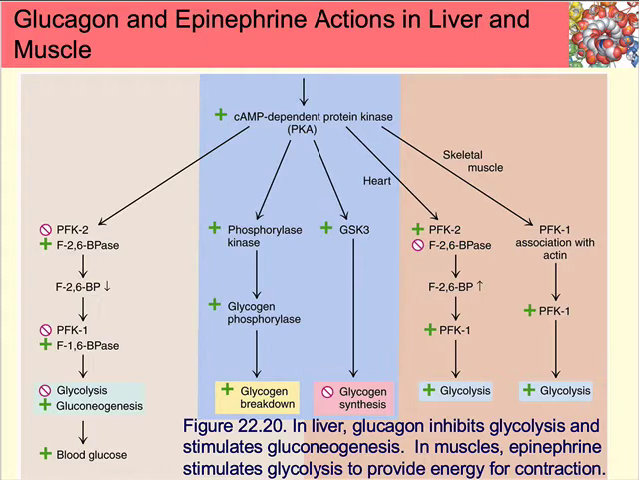You won't be required to memorize all these effects, but you should probably study this slide carefully in advance of taking the MCAT exams. In liver, glucagon typically inhibits glycolysis and stimulates gluconeogenesis. In muscles, on the other hand, epinephrine stimulates glycolysis to provide energy for contraction.